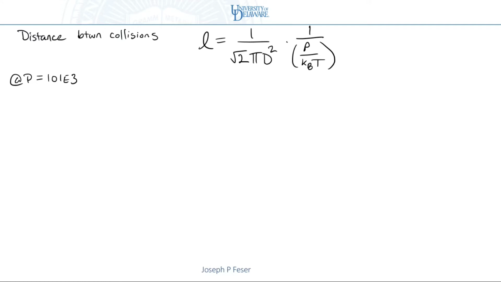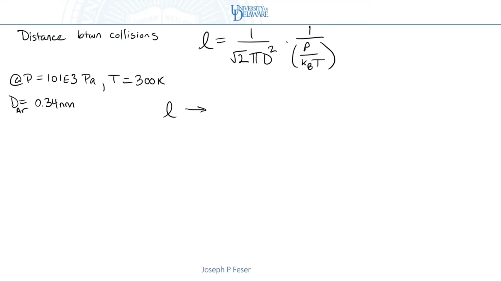So at normal conditions, I'll use the conditions for argon, right? So for argon, d was like 0.34 nanometers.